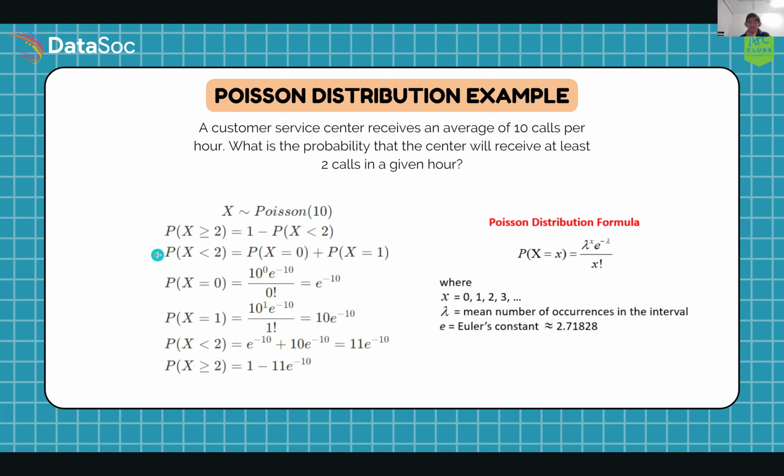So if we go back to our example, we can find the probability that x equals 0 by substituting x as 0. So it'll be 10 to the power of 0, e to the negative 10, which is our lambda, over 0 factorial, which equals e to the negative 10. And then we can do the same for x equals 1. And then if we go to the probability that x is less than 2, we can just do e to the negative 10 plus 10 times e to the negative 10, which we just add together, and that'll be 11 e to the negative 10, which then the probability that x is greater than or equal to 2 would be 1 minus that.